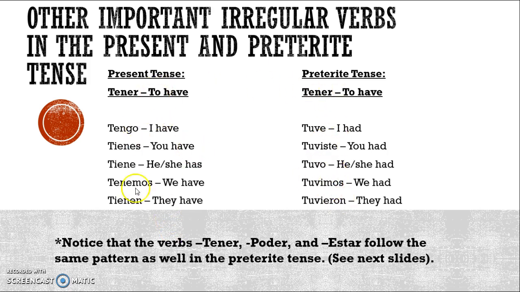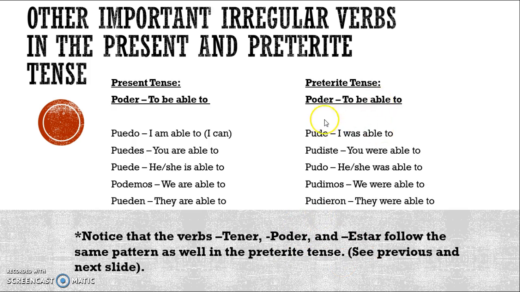Here's another verb that I want you to memorize in the preterite. Tener. We know how to conjugate that in the present, but here it is in the preterite, the past. Tuve, tuviste, tuvo, tuvimos, tuvieron. And this verb follows the same pattern as poder and estar, which means to be able to and to be. On the next slides, let's look at it. Pude, pudiste, pudo, pudimos, pudieron. I was able to, you were able to, or this just translates to I can. Like, I can do this. You could do this. He or she was able to, we were able, they were able to.